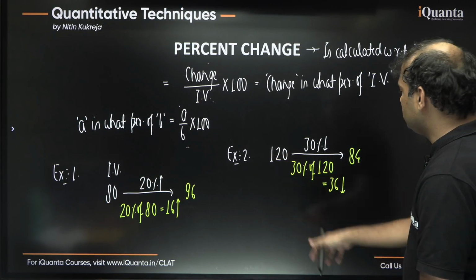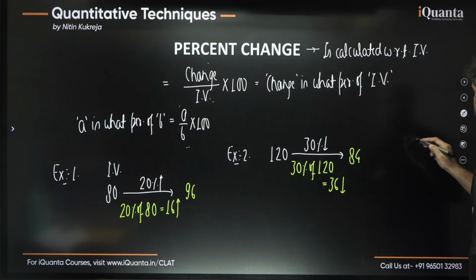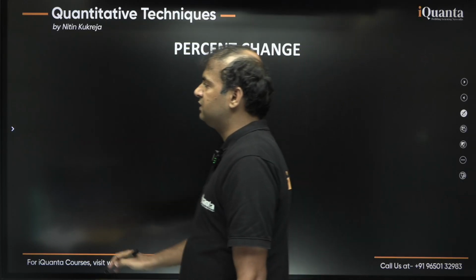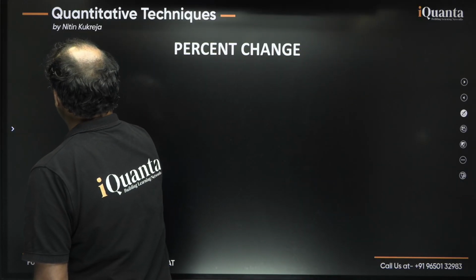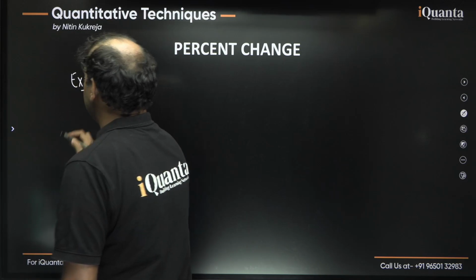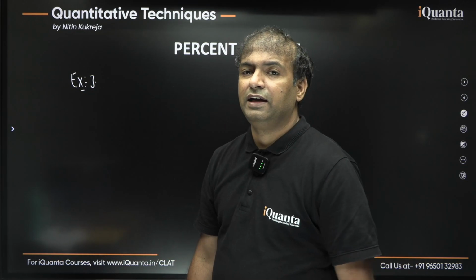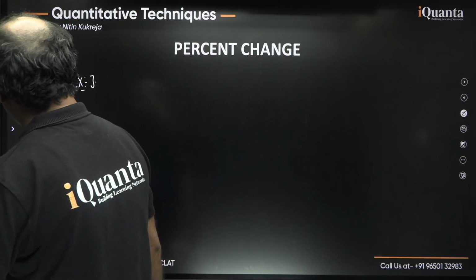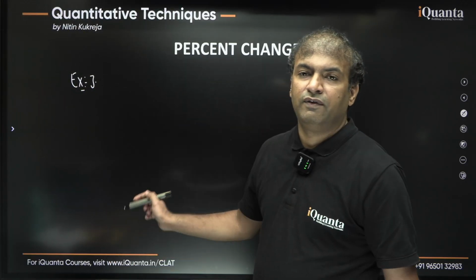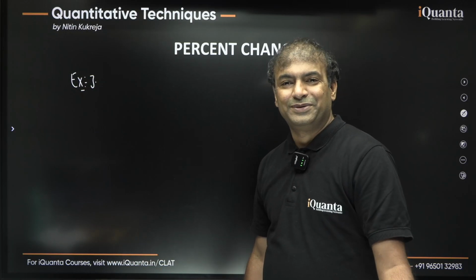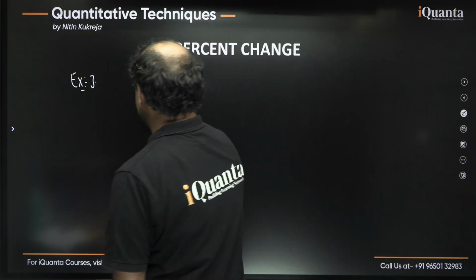Alright, so these are the two examples which we have. Now let's talk about the third example, guys. In the first two examples, the initial value was given and the percentage change was given, and we had to find the final value. Now in the third example, we are given the initial value and the final value, and we'll have to find the percentage change. So let's take the numbers.